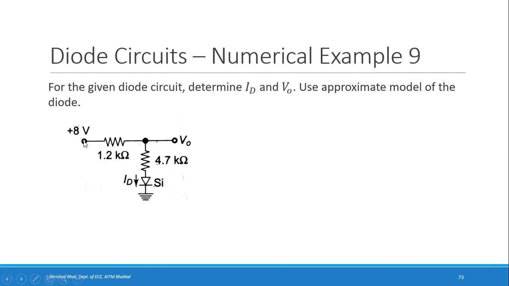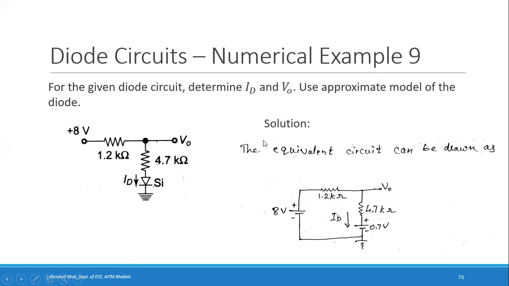There is a plus 8 connected here. Positive is connected to the P side of the diode, negative is connected to the N side of the diode, so it is forward bias. So actually I can draw the equivalent circuit of this, which will be more clear for you to understand the operation.